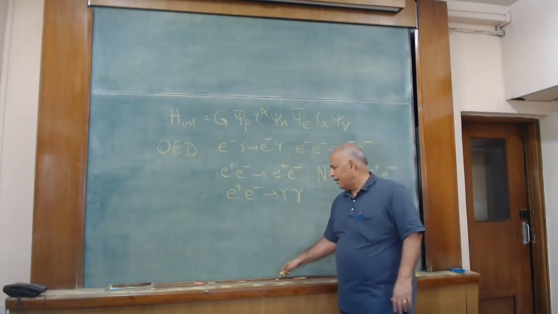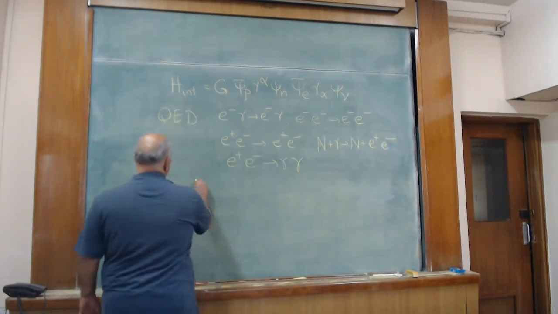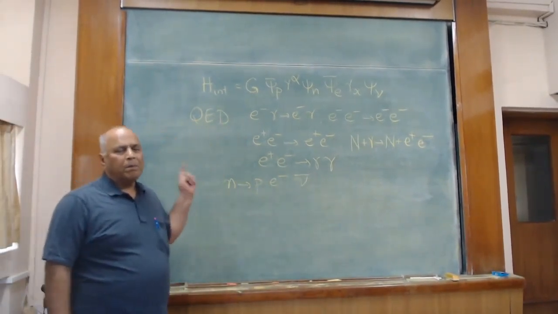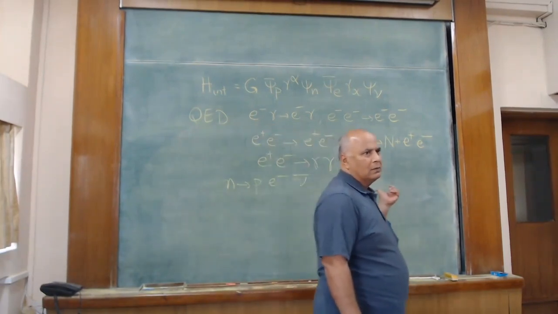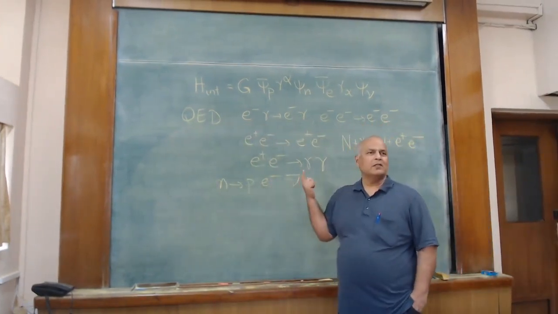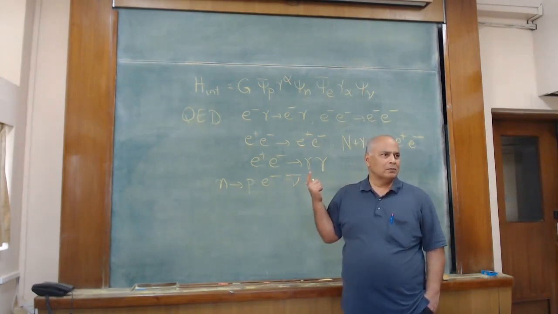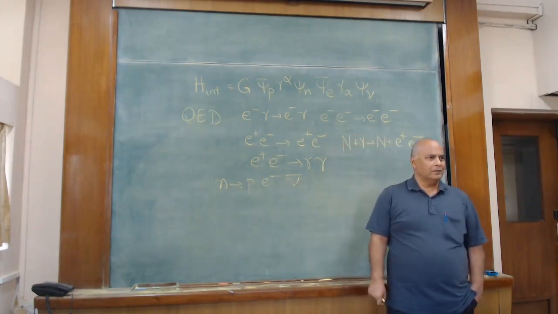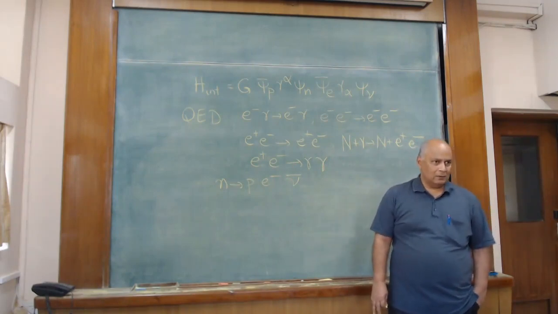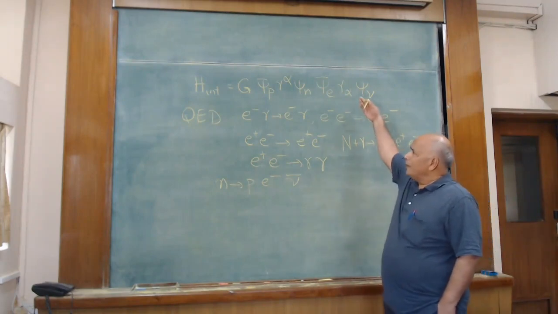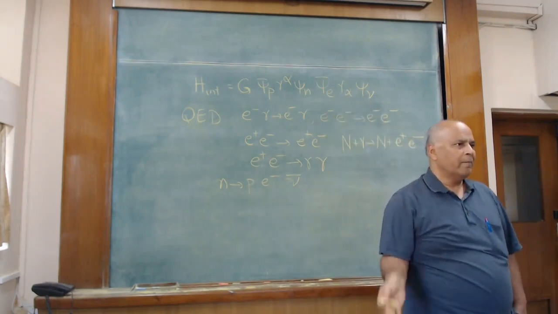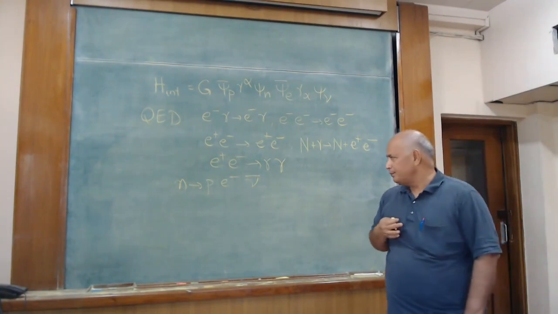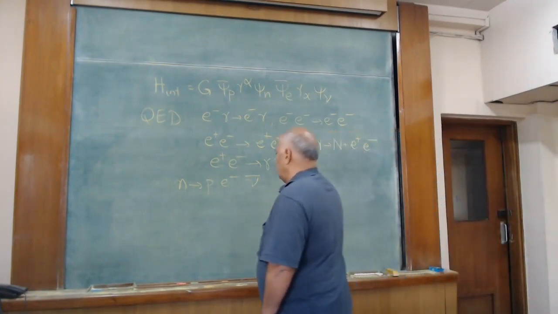But in the case of beta decay, I am compelled to use field theory. I mean, where is this electron coming from? I have to create it at the instant when the neutron is decaying. So, in that sense, in my opinion, this Fermi theory of beta decay is the first non-trivial application of quantum field theory.